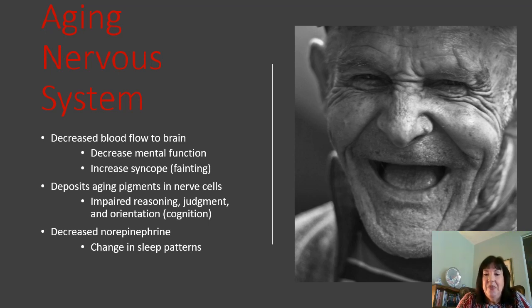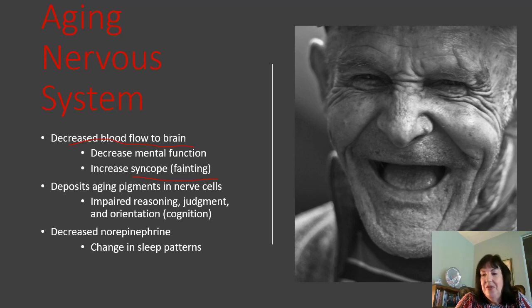So a decreased blood flow to the brain could definitely be beginning to happen for that person, and some people have more or less problems with this. With decreased blood flow to the brain, we're going to have decreased mental function. The thinking may be a little bit more fuzzy, maybe a little bit slower. They may not pick up on subtleties as quickly as they would have before. And we also can have an increase in what we would call fainting. And if you haven't learned it by now, make absolutely sure you know that when we say syncope, we're talking about fainting, okay?